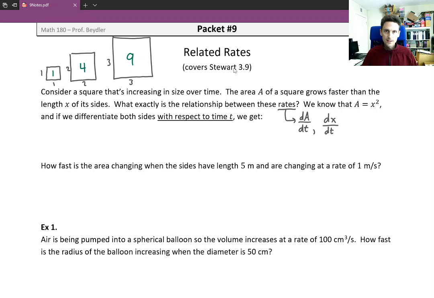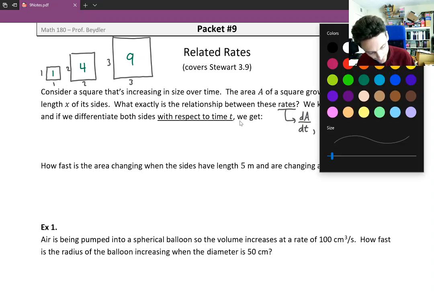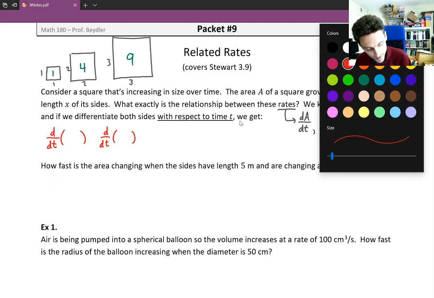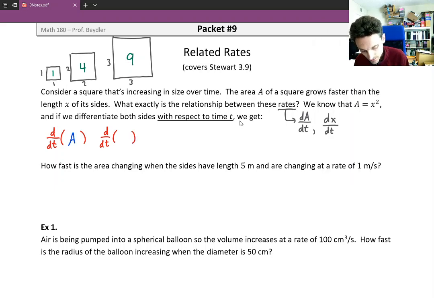Well, to get at this relationship between these two rates, we can start by knowing that the area of each of these squares is x squared, right? You take the side of the square, you square it, that's the area. And if we differentiate both sides of that equation, A equals x squared, with respect to time, which we're using t for time, then here's what we get. Let's first write out what we're doing. So we're differentiating both sides of the area formula, both sides of that equation, with respect to time.